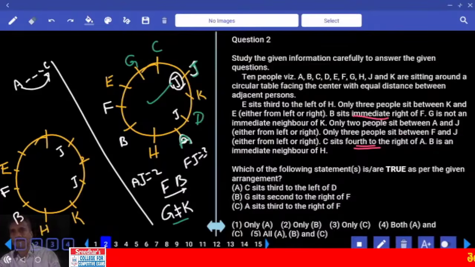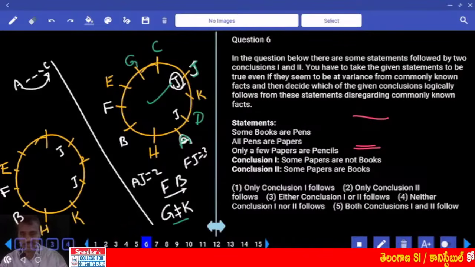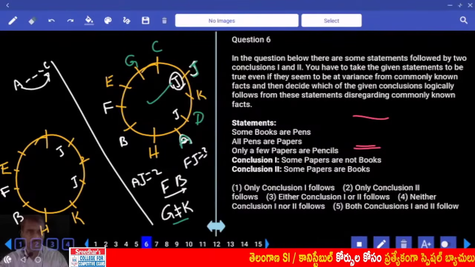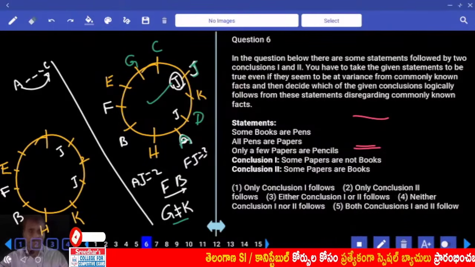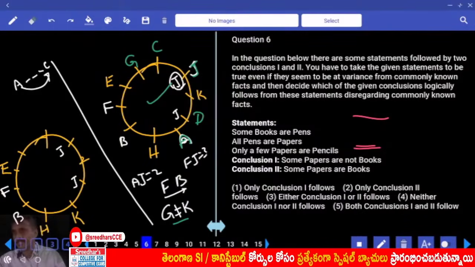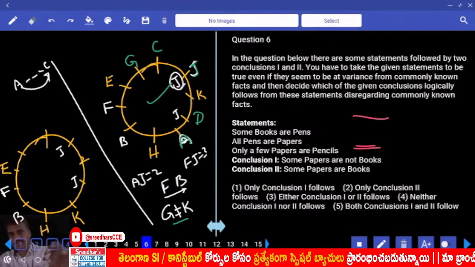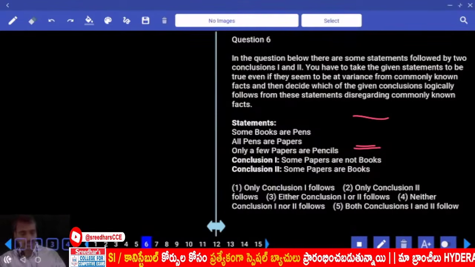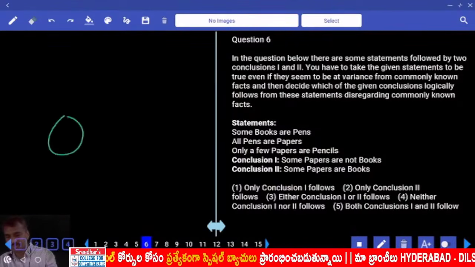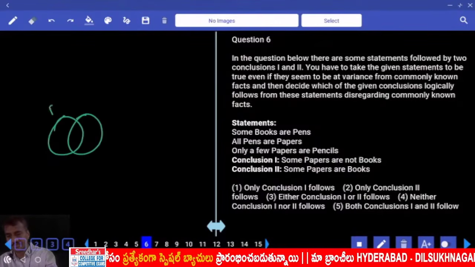Now this is from 1 to 5. Then 6 onwards. Now 6 to 9. And there are 4 questions under this 6 to 9. First are the second priority. And first priority, that is syllogisms. Now some books are pens. Now these are the books that are pens. Book and a pen.